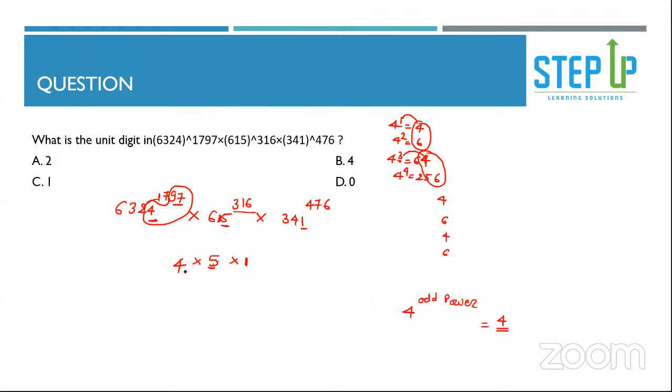4 into 5. 4 into 5 is 20, into 1 is 0. Just focus on the unit digit. So 4 into 5 is 20, that is, the unit digit is 0. 0 into 1 is 0. So finally your answer is what? 0.